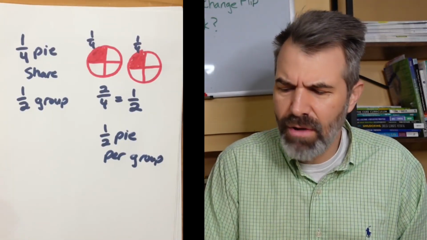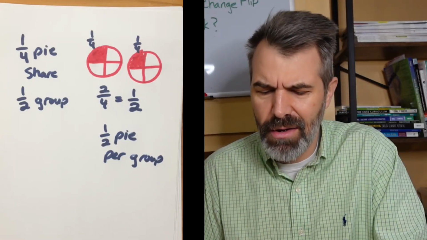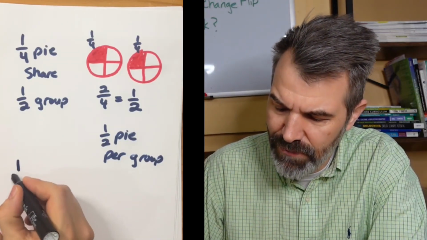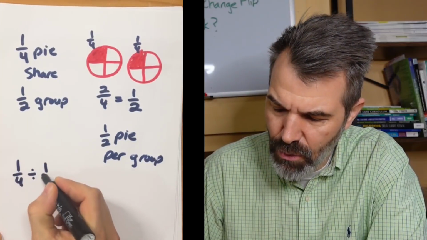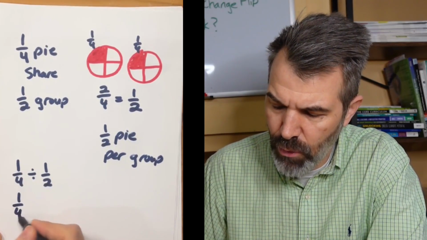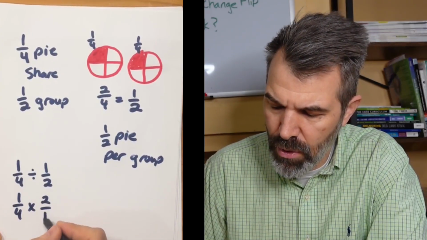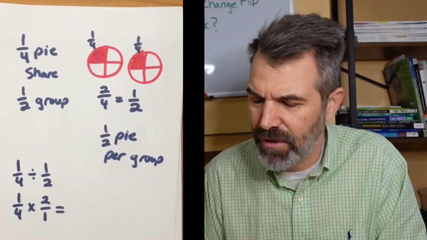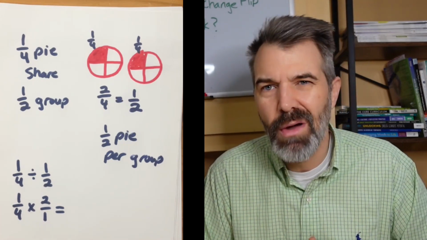So when I'm doing 1/4 divided by a half, let's see what that looks like. 1/4 divided by 1/2 can be rewritten with our rule as 1/4 times 2/1. And I'm going to pause there for a minute because I want to ask, why does it make sense that to divide by a half, we multiply by 2?